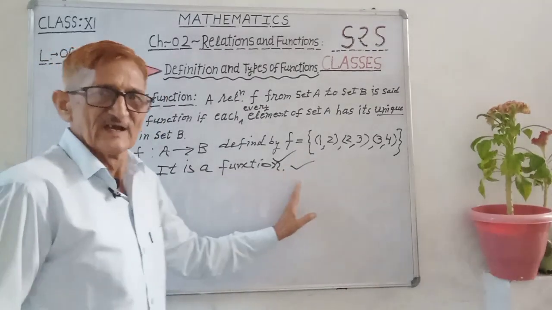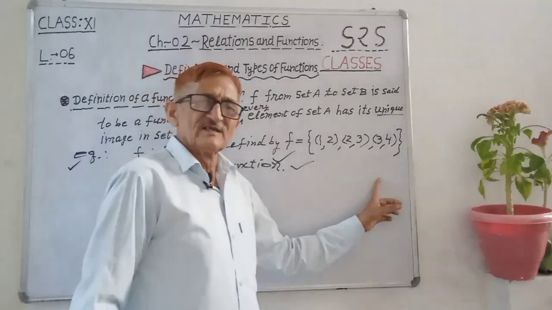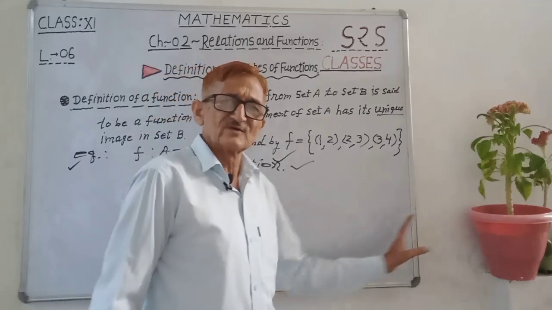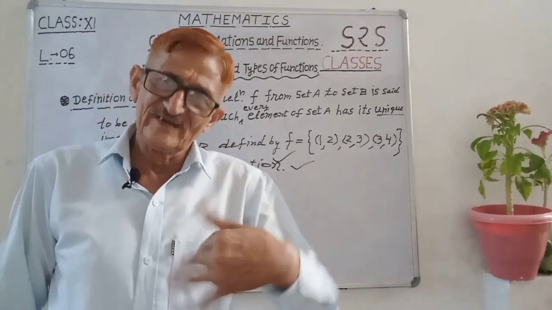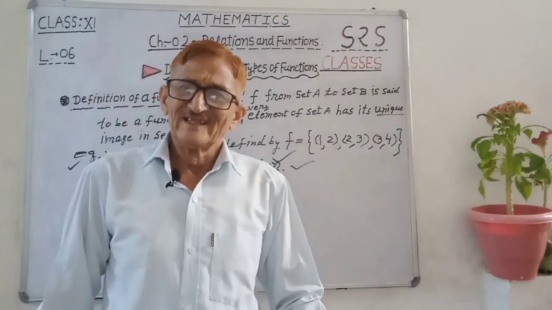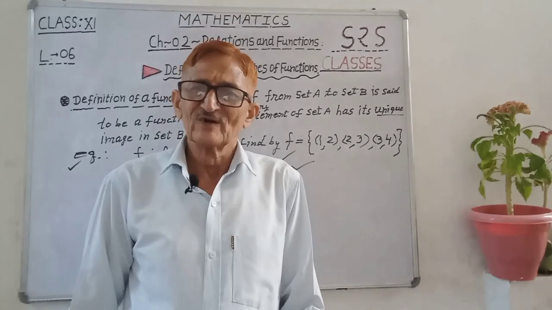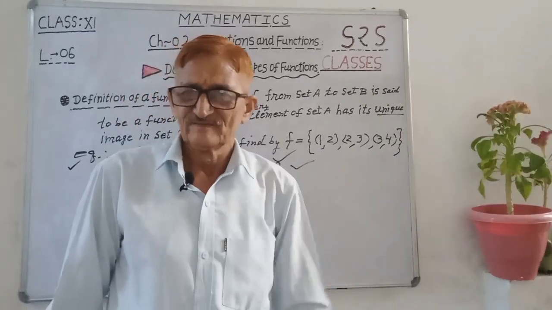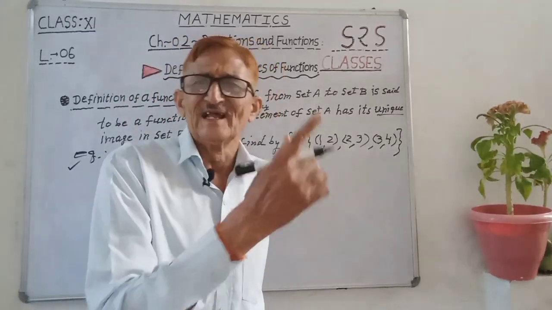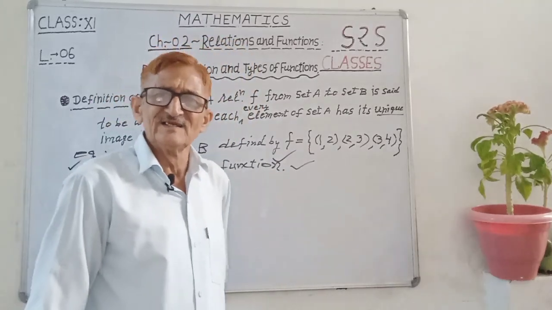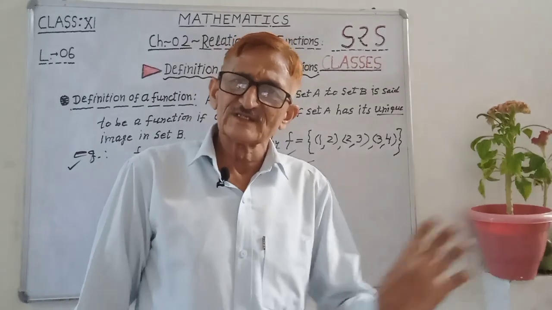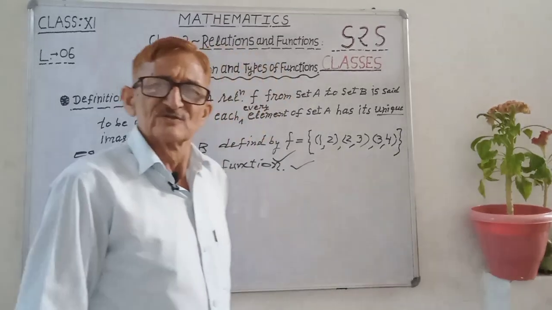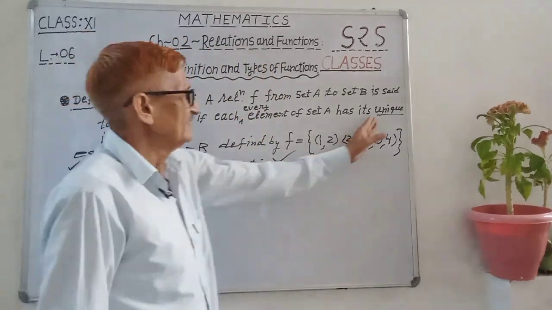If any relation f is like this: 1,2, 1,3, 1,4, 2,3, 2,4, 2,5, 3,1, 4,2, like this, then if any one element has double images anywhere, that is only a relation. That will not be a function. Function means each and every element of a set has its unique image. Unique means one and only one, so an element must be associated with only one element. If one element makes different ordered pairs with two elements, it remains a relation and will not be a function. So it must be clear that the image is unique.